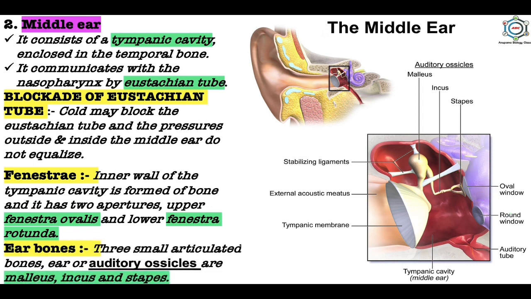Then the ear bones. There are three small articulated bones, the auditory ossicles. In the picture you can see these are the auditory ossicles, and these are of three types, which are malleus, incus, and stapes.